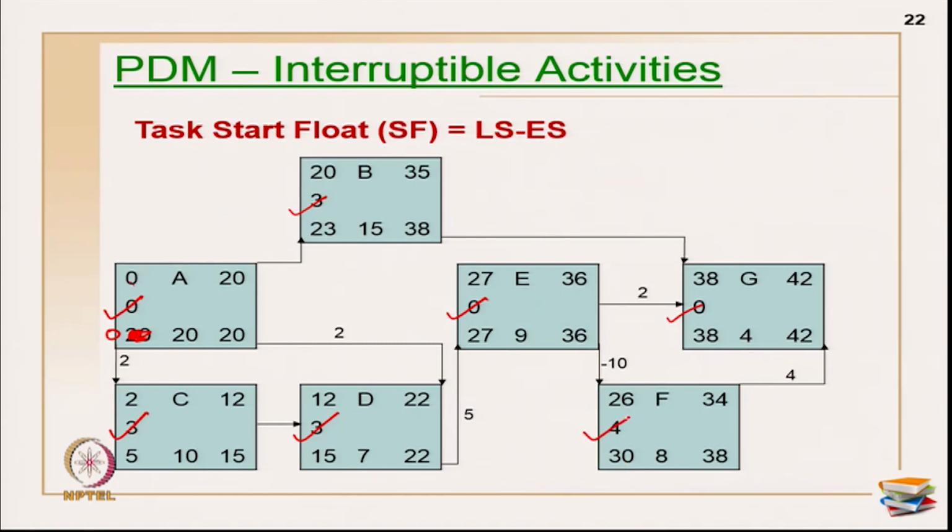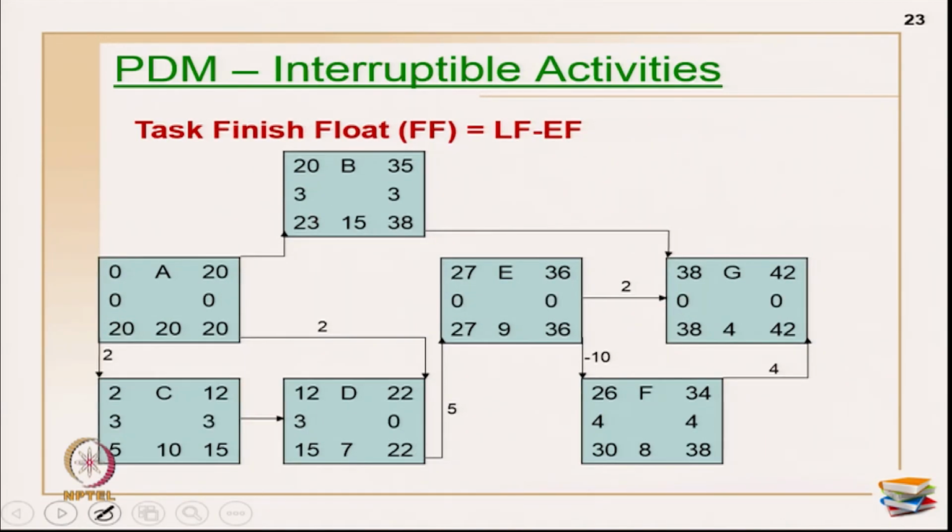So, task floats are all calculated. If you see here, start of A is critical, start of E is critical, start of G is critical, because I have floats of 0 values. Now, let us do the finish float, task finish floats.